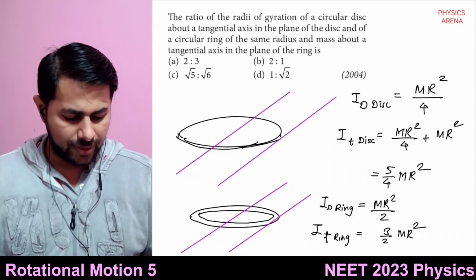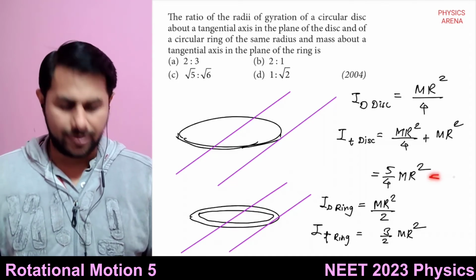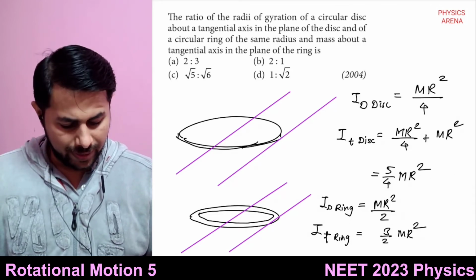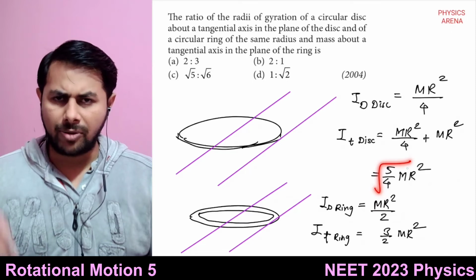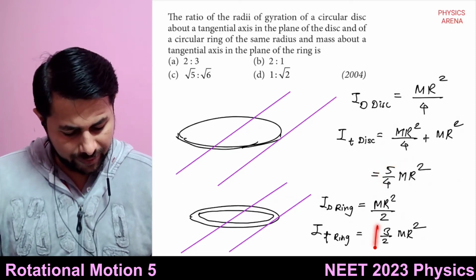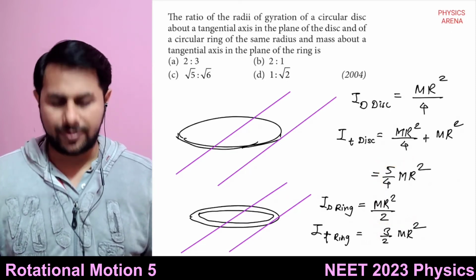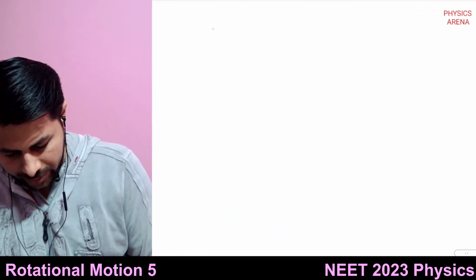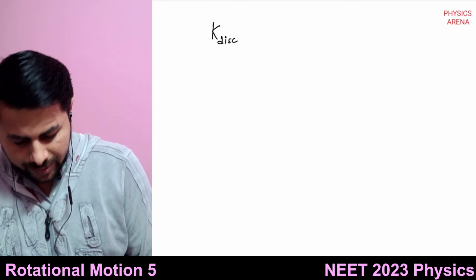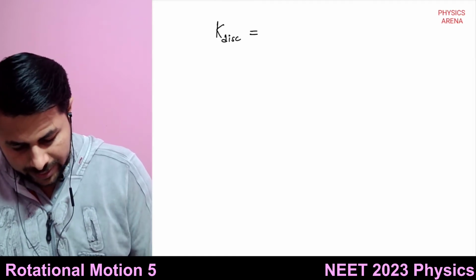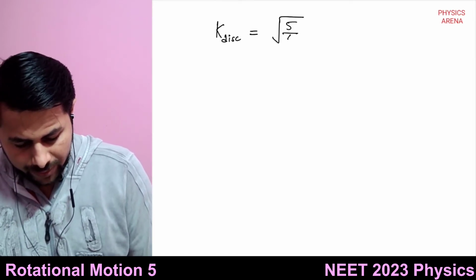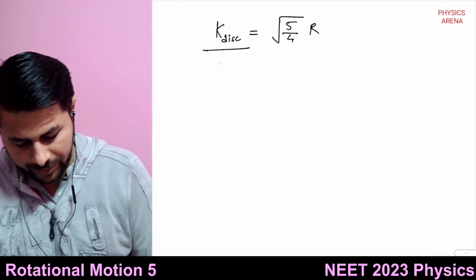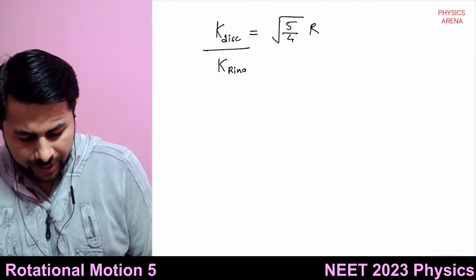Then you can equate this to mk square and find out radius of gyration. So here it will be root of 5 by 4 r, and here it will be root of 3 by 2 r. Okay, let me add a page here. So k for disk about the tangential axis is equal to square root of 5 by 4 r. So we want ratio of k for disk to k for ring about the tangential axis.